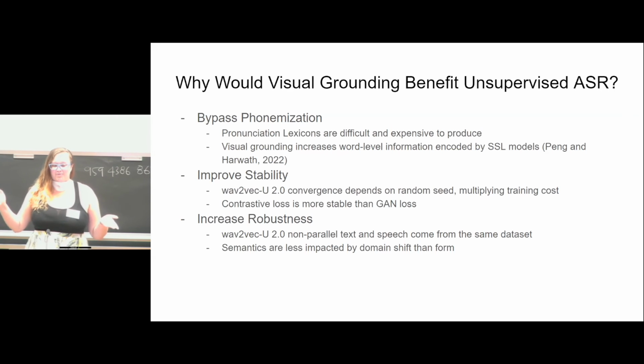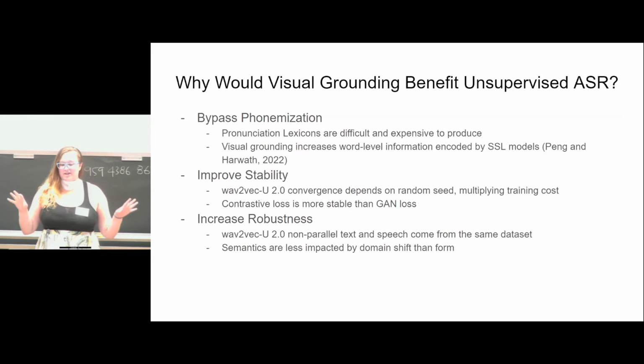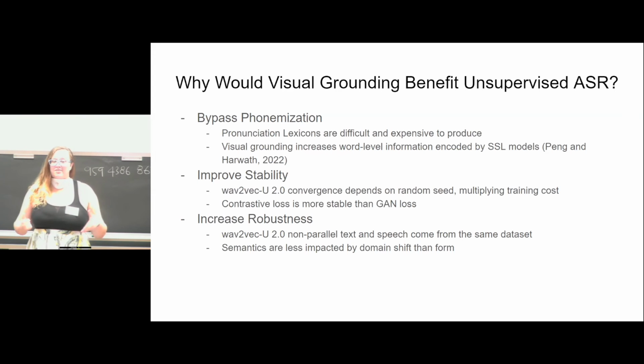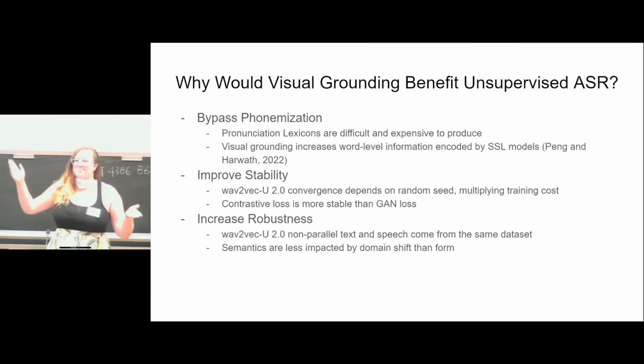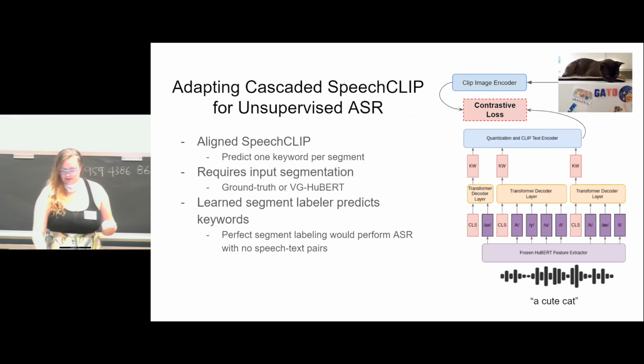wav2vec-U 2.0 requires the non-parallel text and the speech to come from exactly the same data set, even though they're non-parallel. And semantics are much less impacted by domain shift than form. So the meaning of a word is much more consistent across different data sets than the distribution of that word. So visual grounding would allow us to produce models that are more robust to domain shift.